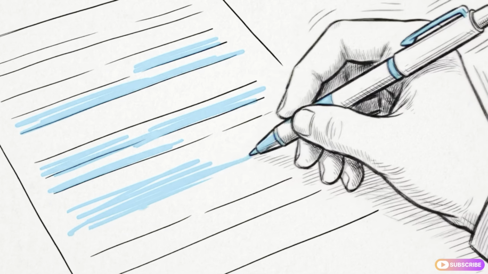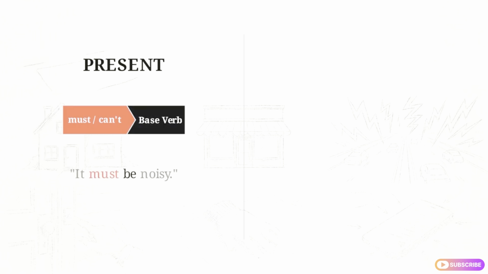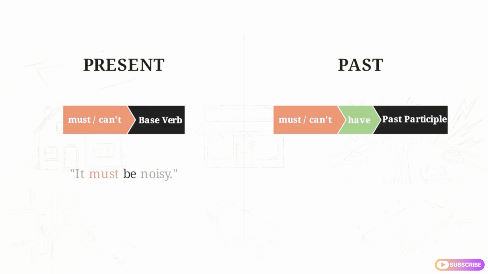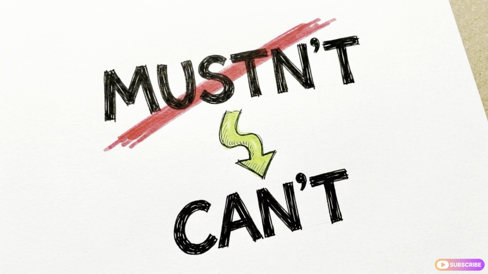To summarize, for current situations, use must or can't with a base verb. For past situations, use must or can't followed by have and a past participle. Ensure you identify the time frame correctly and avoid using mustn't to describe an impossibility. Now use these structural patterns to finish the remaining questions in exercises 28.1, 28.2, and 28.3 on your own. You have all the tools necessary for an accurate result.